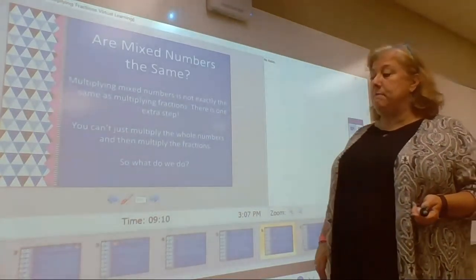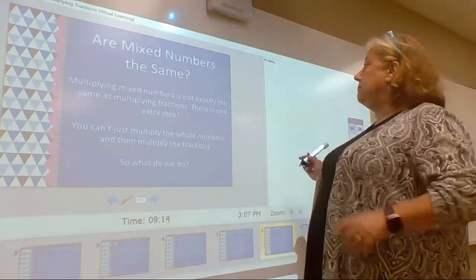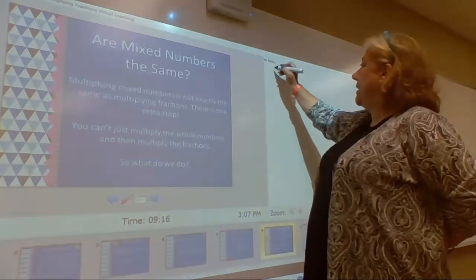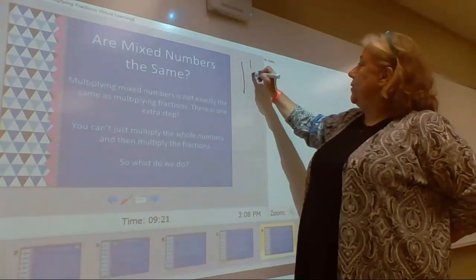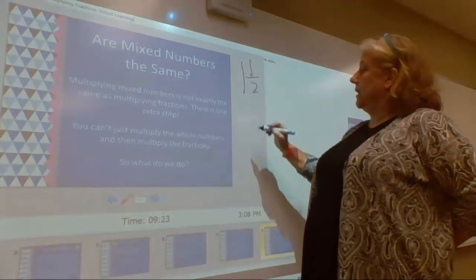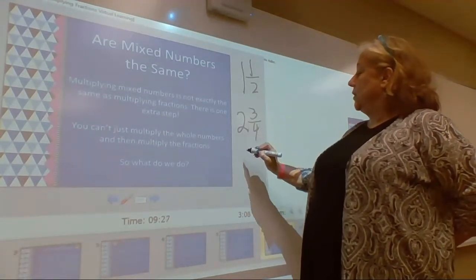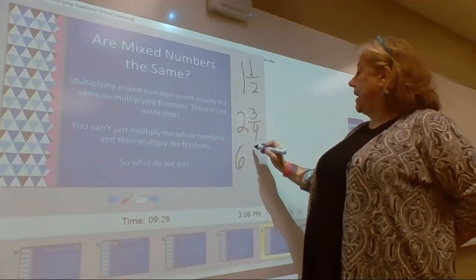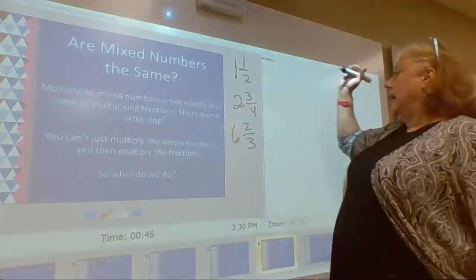Let's look at this slide here. It talks about mixed numbers. Mixed numbers are numbers where you have a whole number and you have a fraction. All right, so we're going to multiply our numbers here.